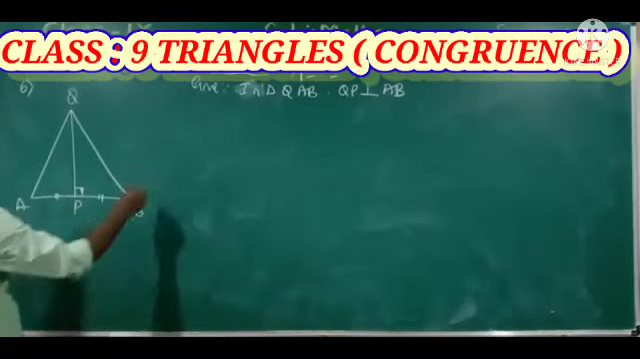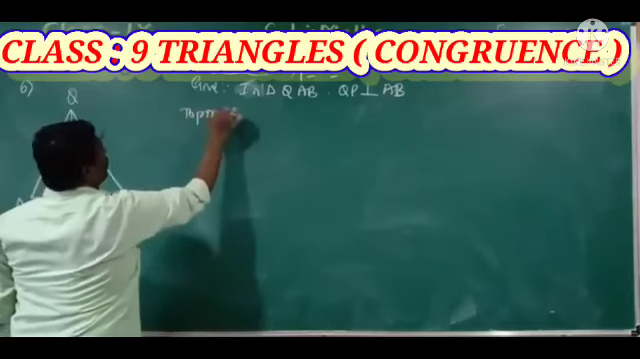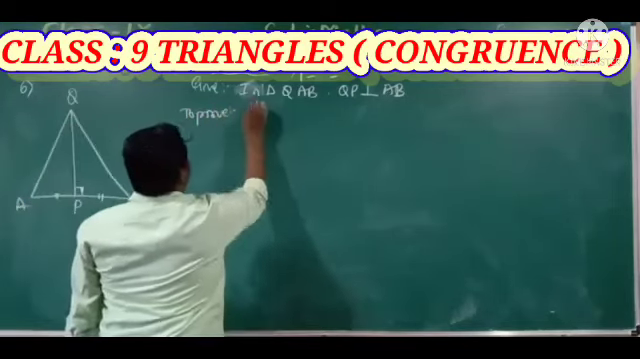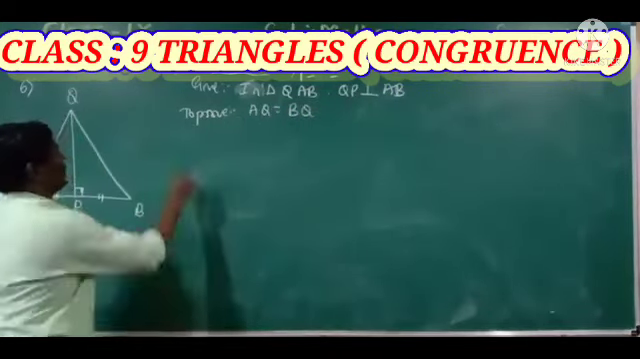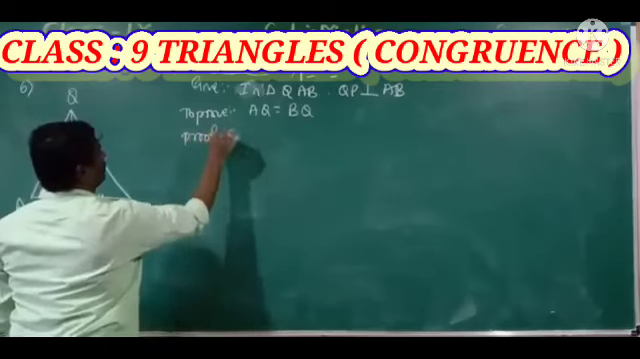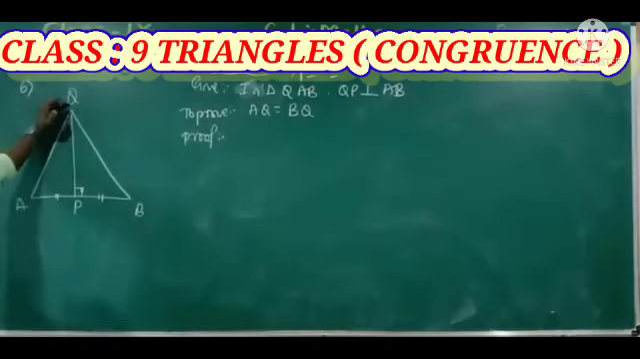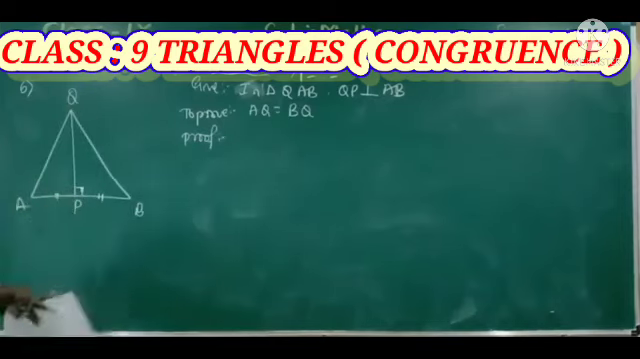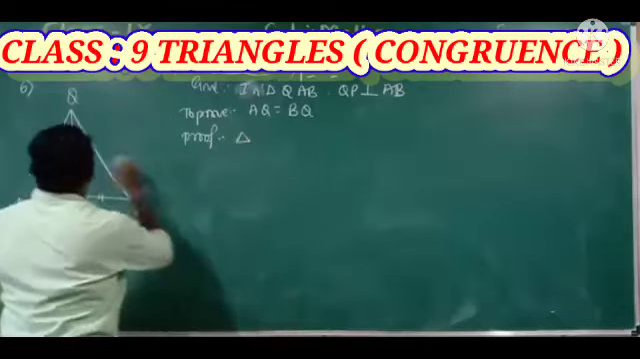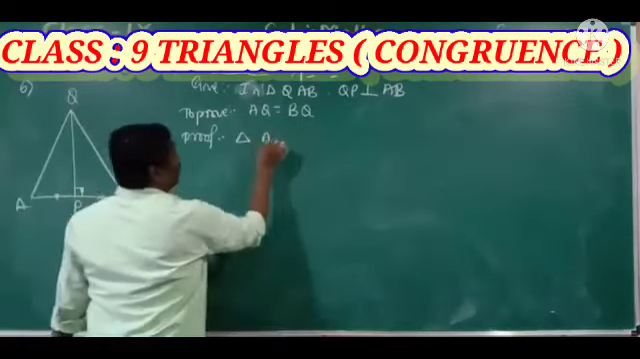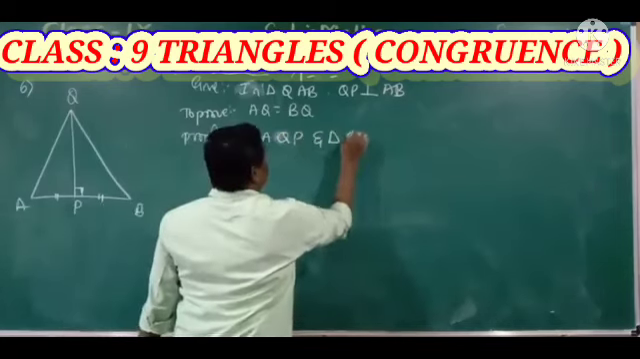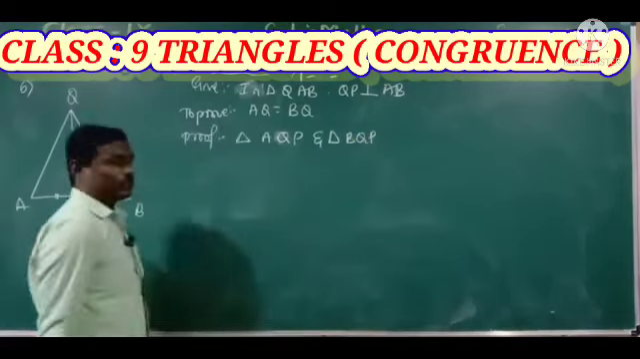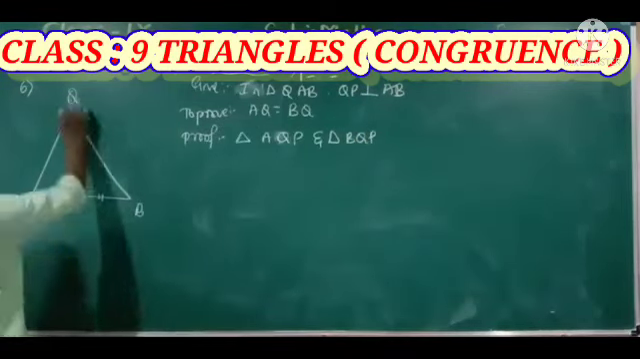Next, what do you have to prove? You need to prove that AQ is equal to BQ, or QA is equal to QB. Proof. By joining the line from Q to P, the perpendicular line PQ, we get two triangles. What are the two triangles here? Triangle AQP and triangle BQP. So these are the two triangles, triangle AQP and BQP.